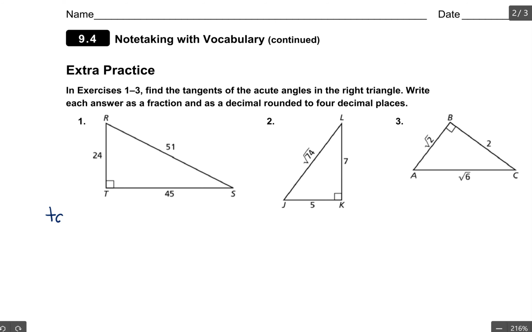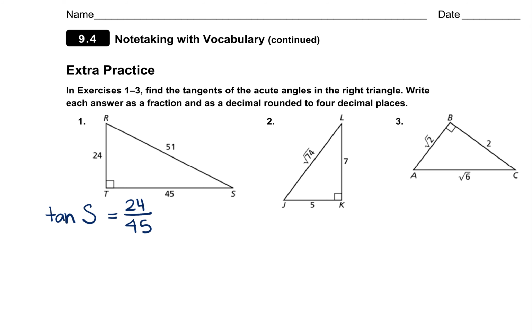So on this first triangle, let's do the tangent of angle S first. We don't have to actually write the angle symbol. We can just do the tangent of, and then just the capital S is equal to. So again, we need the opposite side. From S opposite, we have 24. So we're gonna have 24 divided by the adjacent side here. Well, the adjacent side is going to be the one that's touching, that's not the hypotenuse, so that's going to be 45. So it's 24 divided by 45.